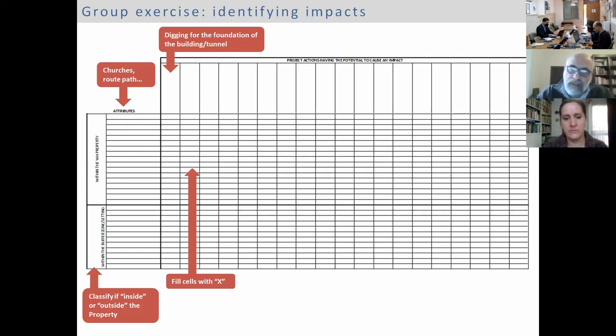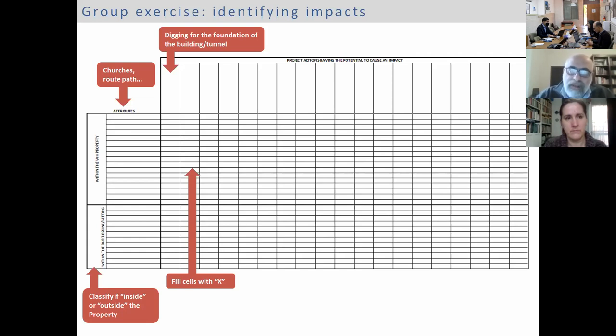So the action of digging for the foundation is an action that is impacting a specific attribute, in this case, for example, the church or the foundation of the church. And this attribute is related to a specific outstanding universal value. So our evaluation is that this action is impacting this value in this way with this time.